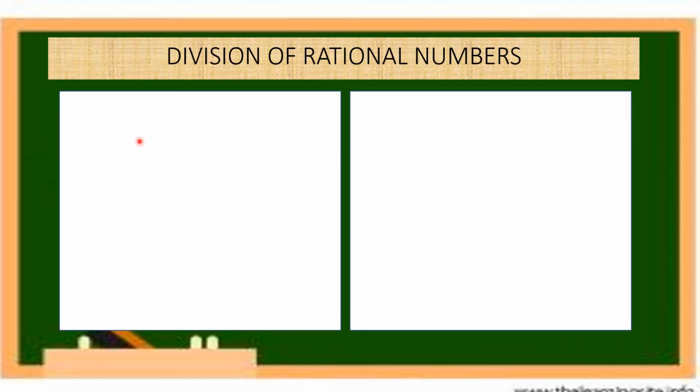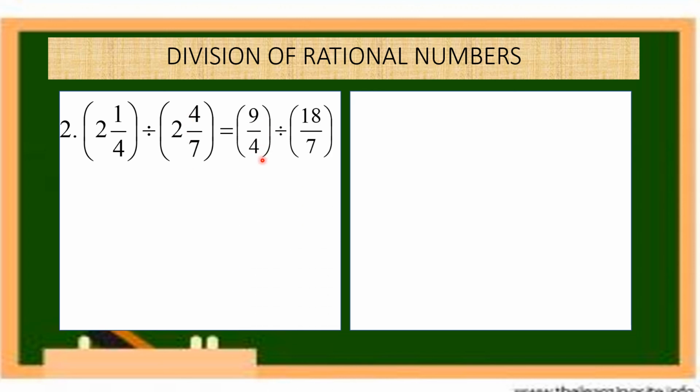So we have problem number 2. 2 and 1/4 divided by 2 and 4 over 7. 2 and 1/4 in an improper fraction is 2 times 4 is 8, 8 plus 1 is 9. This is 9 over 4. 2 and 4 over 7 is 2 times 7 is 14, 14 plus 4 is 18. That is 18 over 7. So we have 9 over 4 divided by 18 over 7.